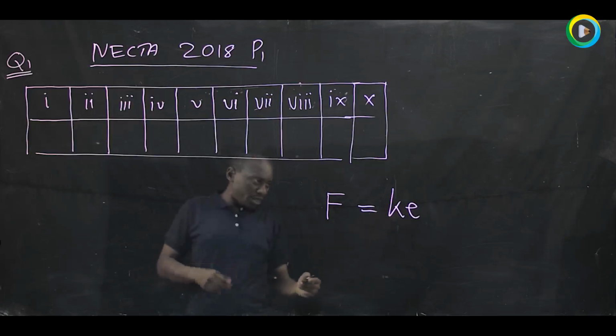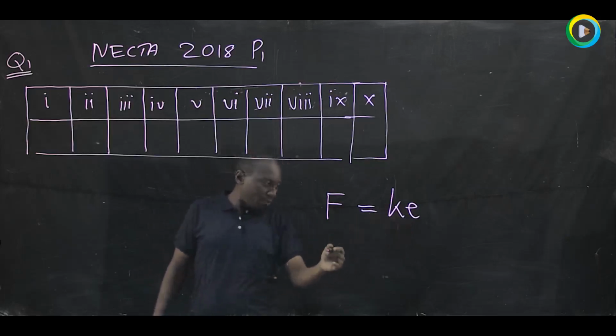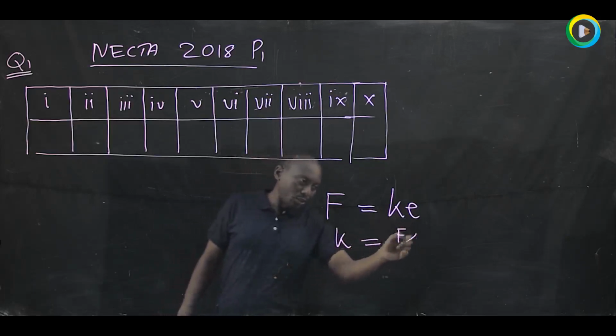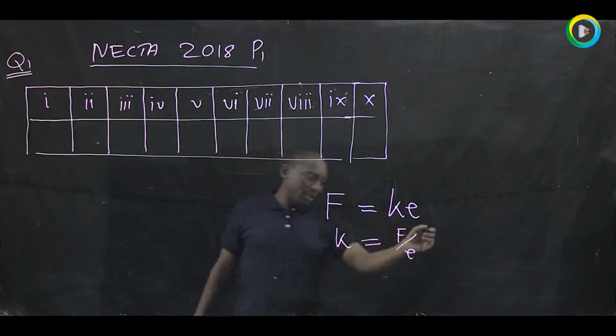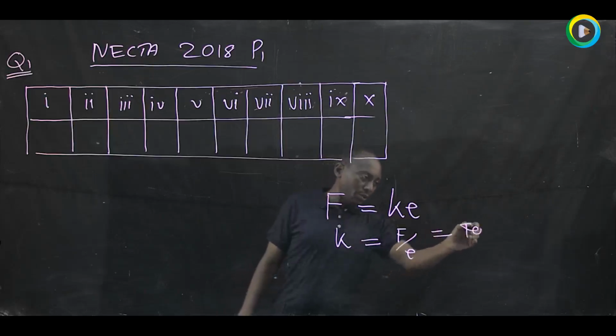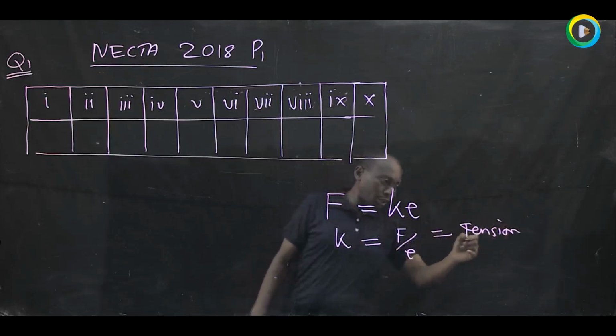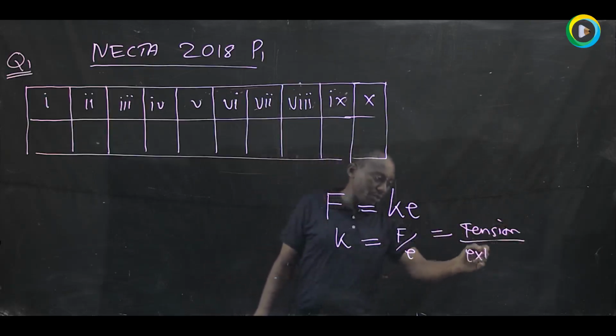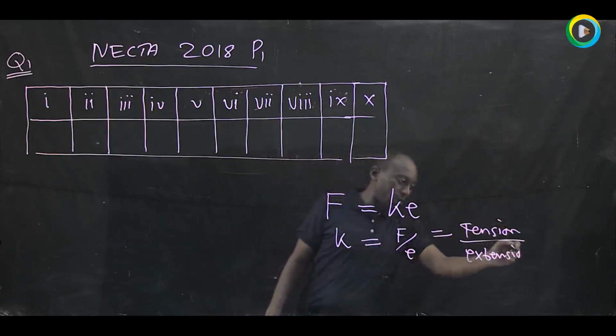When you make K the subject of the formula, you divide by E both sides. And you can say the elastic force constant K will be force divided by E. This force here is tension, so you may write here tension. You divide by the E, which represents extension, so you may write here extension.